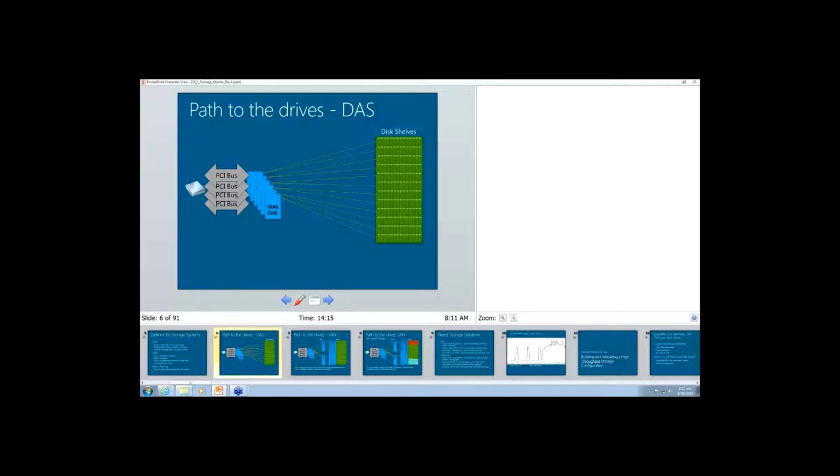And each SAS controller is connected by a cable or multiple cables to disk shelves containing multiple independent disks. The disk shelves may or may not have a RAID controller that is capable of pairing the drives in RAID sets. But you can see it's a fairly simple topology there.